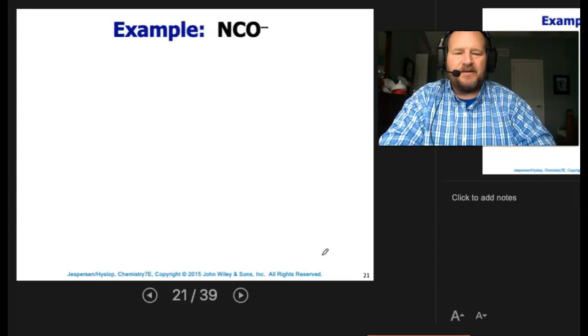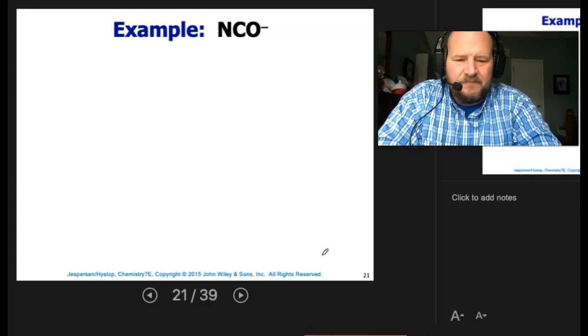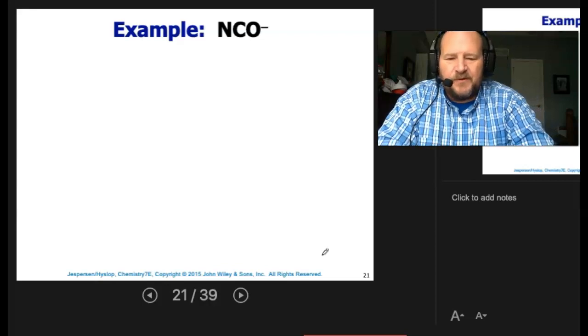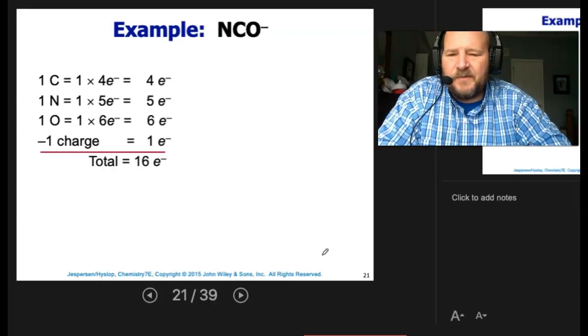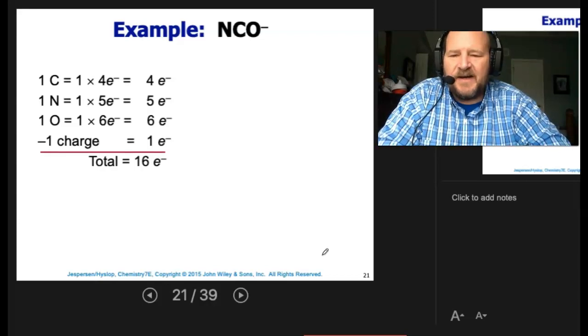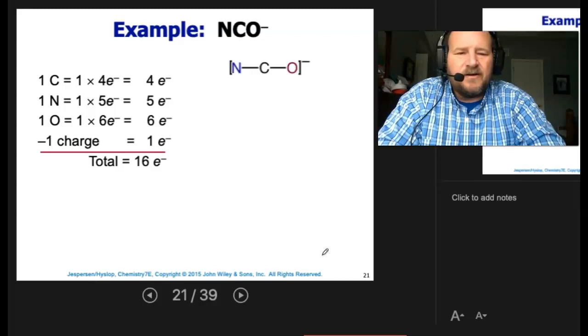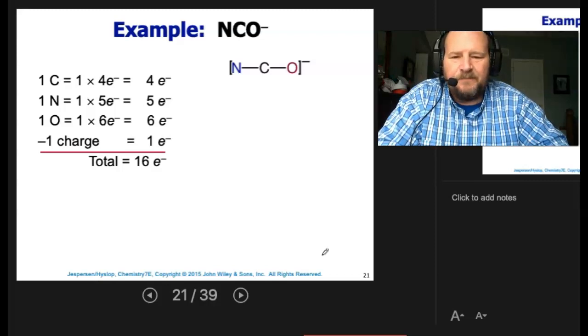All right, let's take a look at another example. NCO. We'll finish this up and then we'll do a couple of your turns and we'll call it quits. So for NCO, we have carbon with 4 electrons, nitrogen with 5, and oxygen with 6. We have a total charge of -1. That gives us 16 electrons. Here, carbon will be the central atom, and so we're going to have nitrogen connected to carbon, connected to oxygen, and the whole thing has to be a -1.